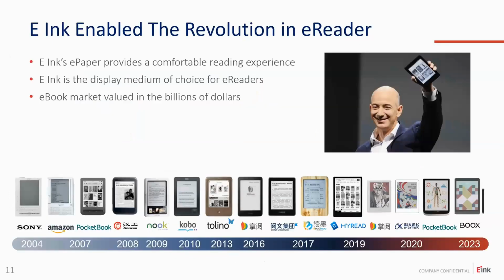So E-Ink enabled what we call the revolution in e-reader. And this happened already in 2004, starting with Sony, and then it really took off when Amazon launched the Kindle. So still, e-ink is the medium of choice for e-readers around the world. We have a lot of different customers, and it is one of our major revenue drivers still. Although e-book and e-reader and e-note, note-taking devices are starting to blend at this moment. So we see more and more e-readers that can also be used for note-taking.